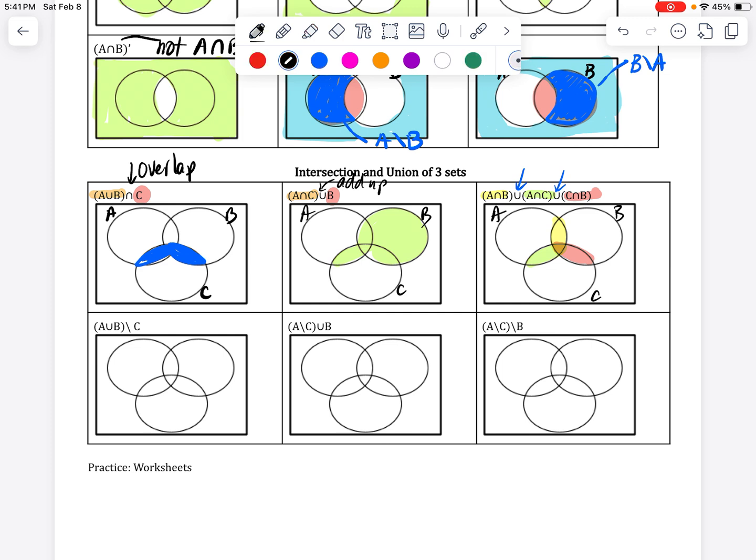Okay, then we have A or B and not C. So this would just mean in the end, we're gonna go back and erase any portion that might be in the circle C. Okay, so let's start by coloring A or B. So A or B.